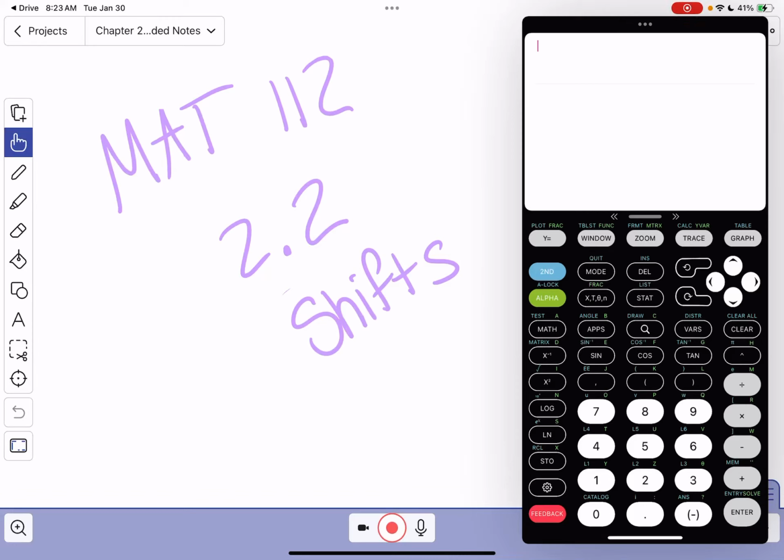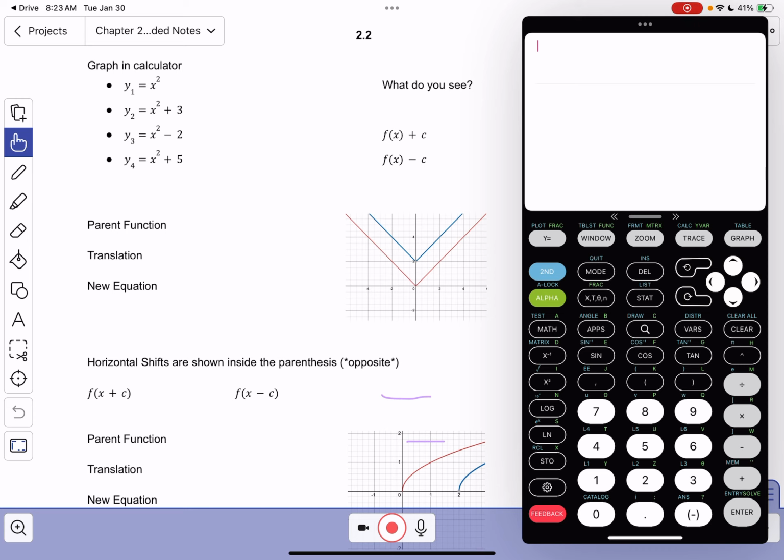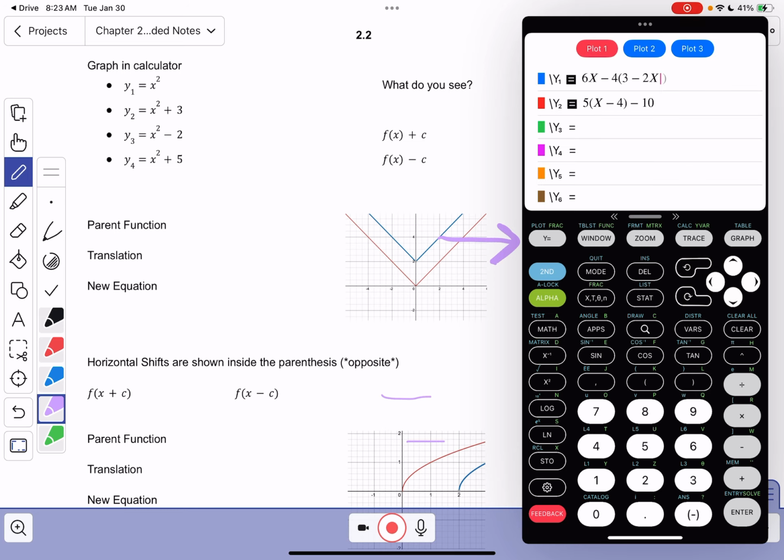This video is going to talk about different shifts in graphs and how they can move on the coordinate plane. That's section 2.2 for college algebra. On your graphing calculator, you can put graphs in. So this right here is the y equals button. If you hit that button, then you can enter graphs.